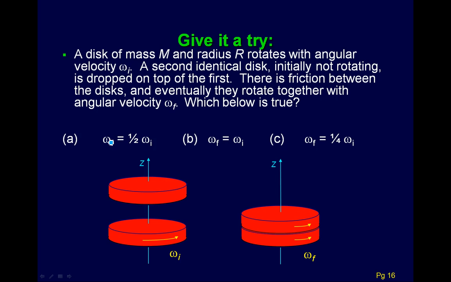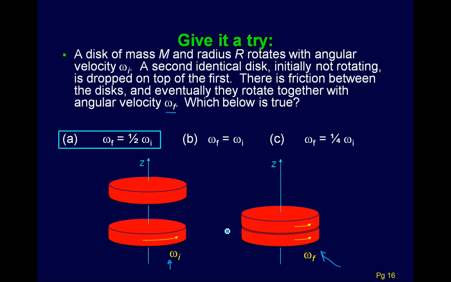Okay, let's look at a homework style problem. Give it a try here. We have a disk of mass m and radius r rotating with angular velocity omega initial. So here this disk is rotating with angular velocity omega initial. A second identical disk, which is initially not rotating, is dropped on top of the first. There's friction between the disks, and eventually they rotate together with angular velocity omega final. Which of the following below is true about the omega final they come to at the end? So think about this and answer, and we'll talk about it.